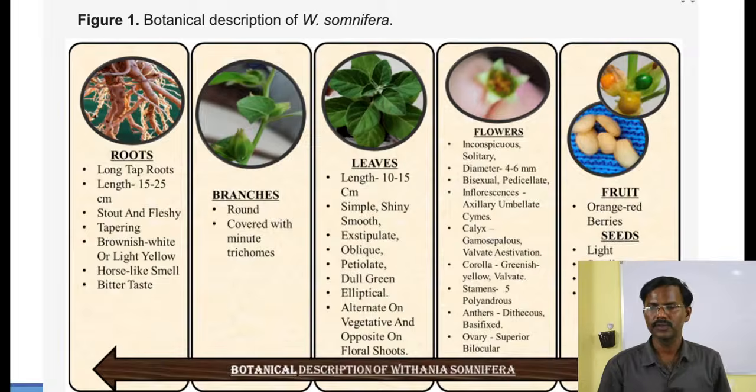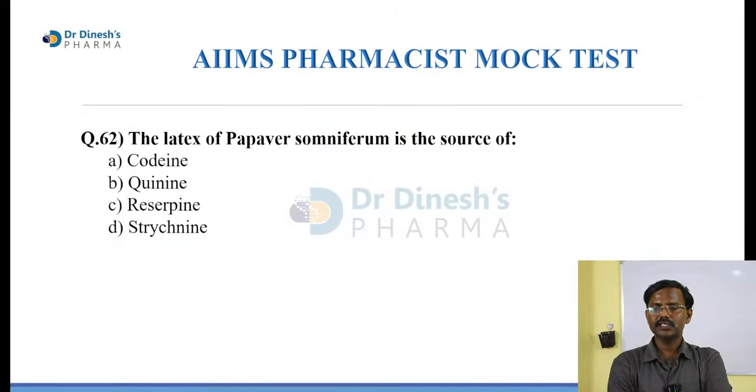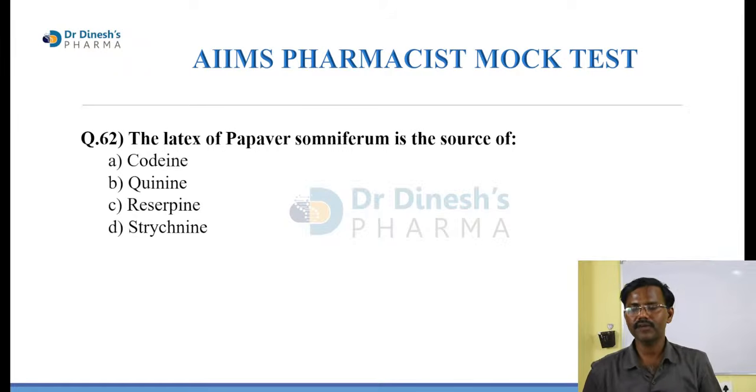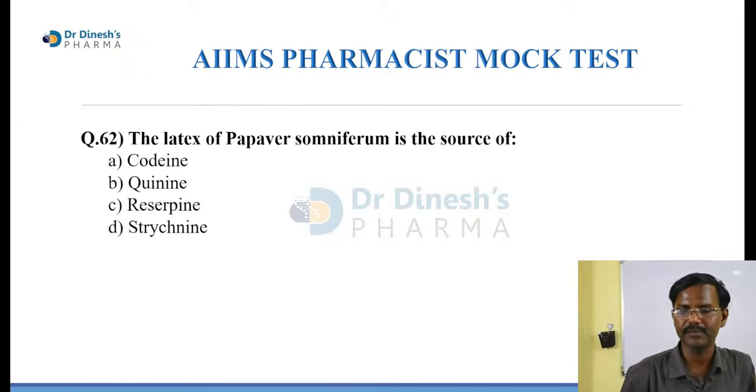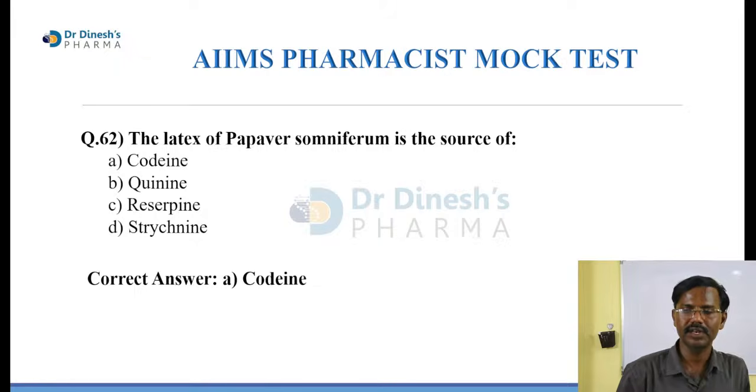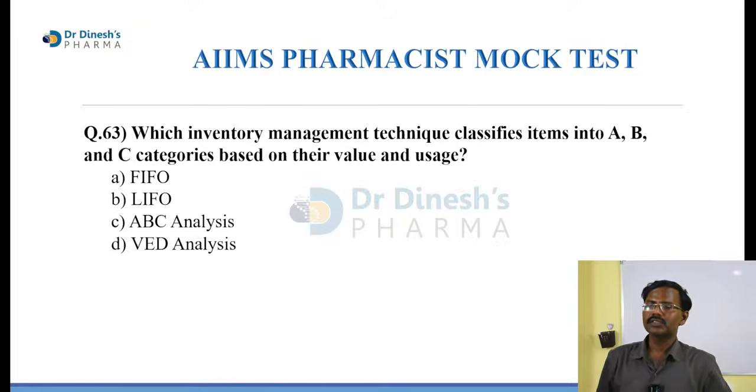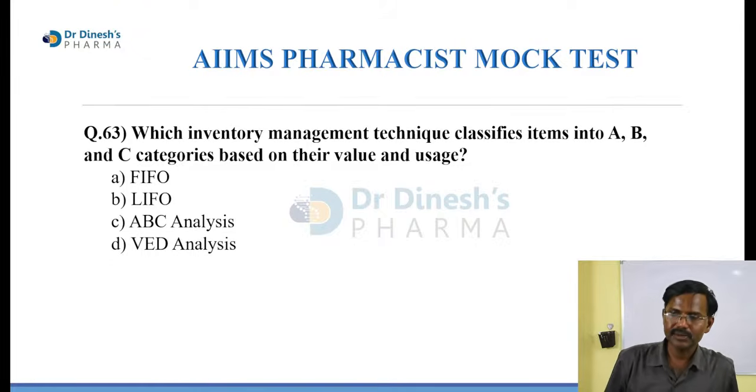Right. Next question. The latex of Papaver somniferum, the source of, okay, Papaver somniferum, Papaveraceae family. So the very important one, that is codeine. Okay, narcotic.